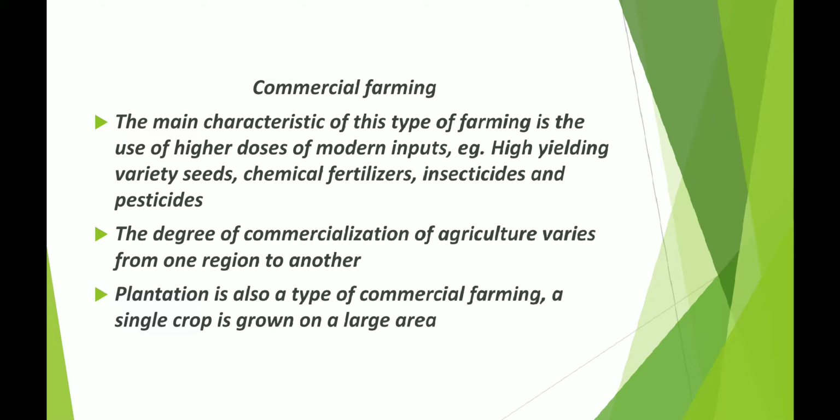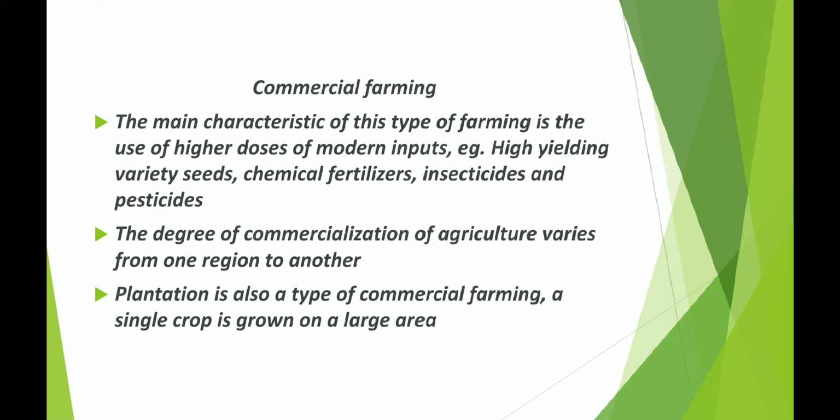Commercial farming. The main characteristic of this type of farming is the use of higher doses of modern inputs, for example, high yielding variety seeds, chemical fertilizers, insecticides, and pesticides. The degree of commercialization of agriculture varies from one region to another. For example, rice is a commercial crop in Haryana and Punjab, but in Odisha it is a subsistence crop.